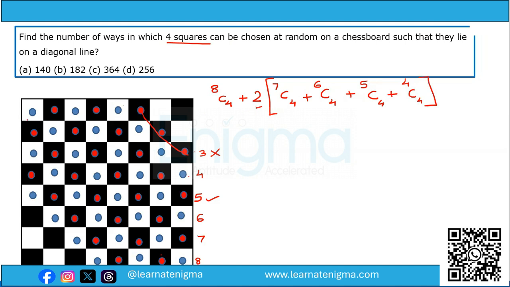Now, it is not necessary that the diagonal should be of this format only. The diagonal could be of this format as well. But the calculations will be exactly the same. So therefore, we won't be doing it again. We'll be multiplying this thing by 2. So solving this, we will get the answer as 364. So answer will be option C.